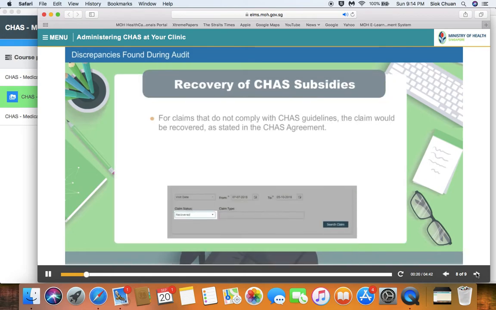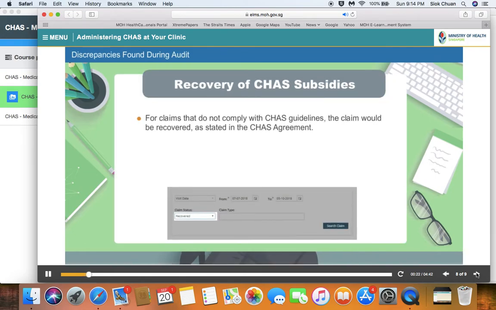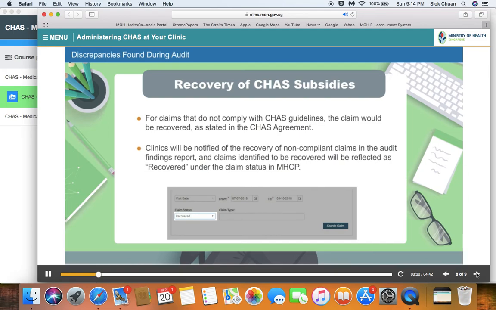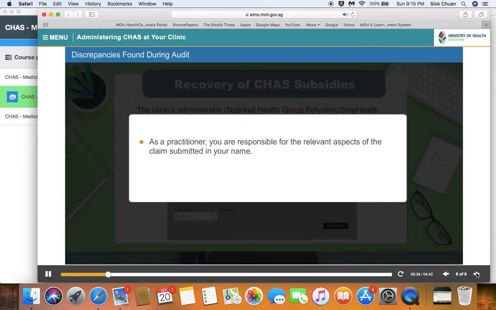Any non-compliant claims discovered during audit will be recovered by your clinic's administrator, either National Health Group Polyclinics or SingHealth Polyclinics. Clinics will be notified of the recovery of non-compliant claims. This financial loss can be avoided by submitting compliant claims. As a practitioner, you're responsible for the relevant aspects of the claim submitted in your name. When a claim is recovered, the clinic should not recover the recovered subsidy amount from the CHAS patient.